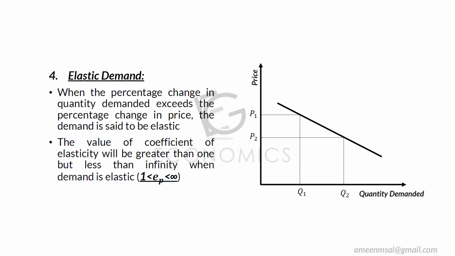The fourth one is elastic demand. That is completely opposite to inelastic demand. When the percentage change in quantity demanded exceeds the percentage change in price, the demand is said to be elastic. So what happens here? Even though there is a small change in price, the change in quantity demanded will be more. The price might change only by a small percentage, but the quantity demanded will change by a higher percentage. So what happens here?